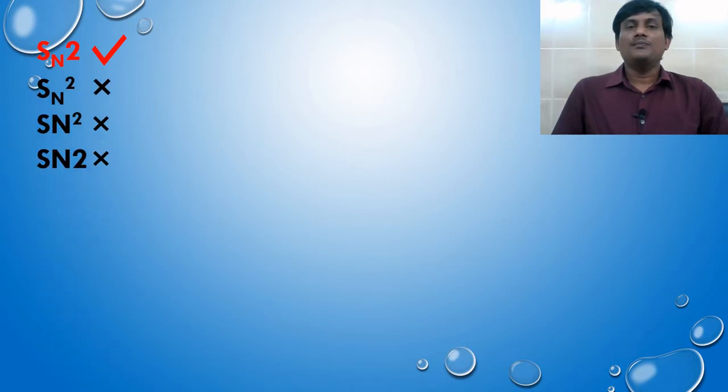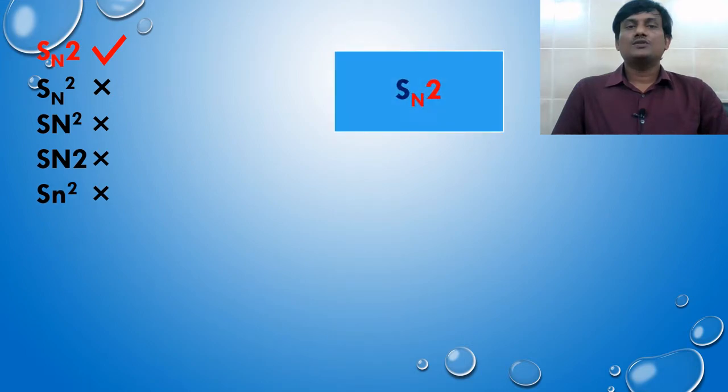SN2 reaction. The standard notation of SN2 reaction is capital S followed by capital N followed by 2. Here N should be subscript to the capital S, and 2 should be neither subscript nor superscript. This is the standard notation. We can find other notations, but all these notations are wrong notations.